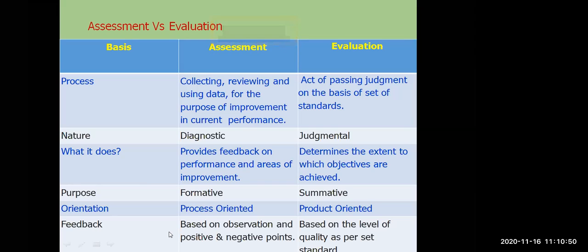Feedback based on the observation and positive and negative points, based on the level of quality as per set standard. You see, when we talk about assessment, we say these are the positive things, these are the negative things, and we can make changes. We can make improvements. Whereas when we talk about evaluation, it is based on the quality as per standard. We want that 60% should be there. Only then we will give the first class. If it is not there, we don't bother. We say, okay, you are now in the passing with second class.